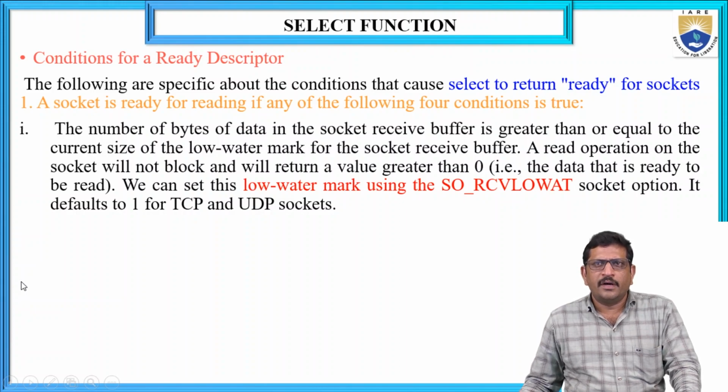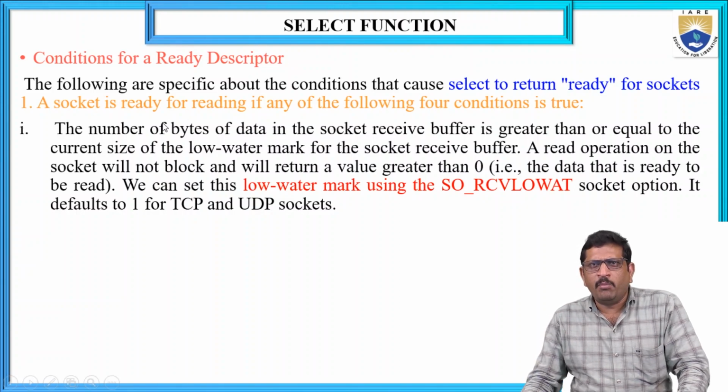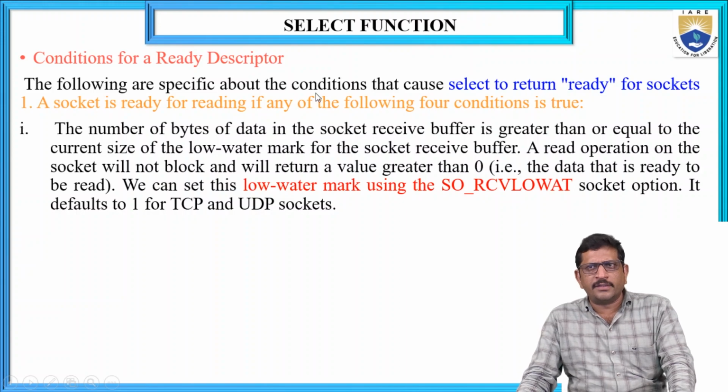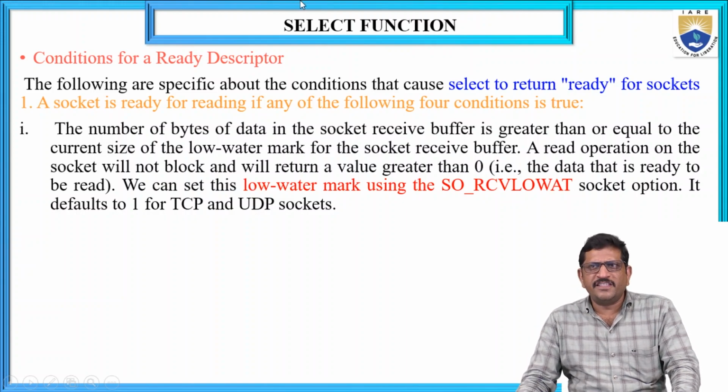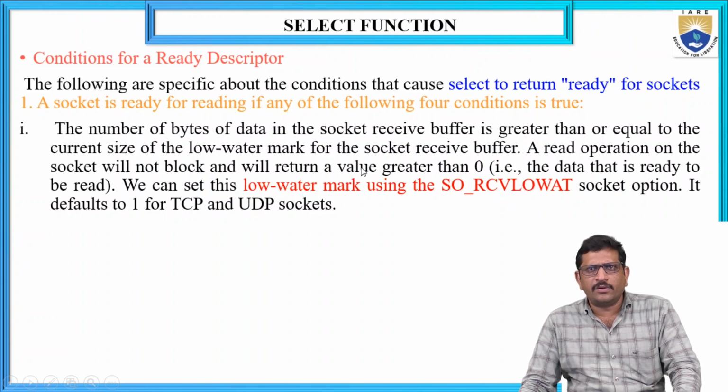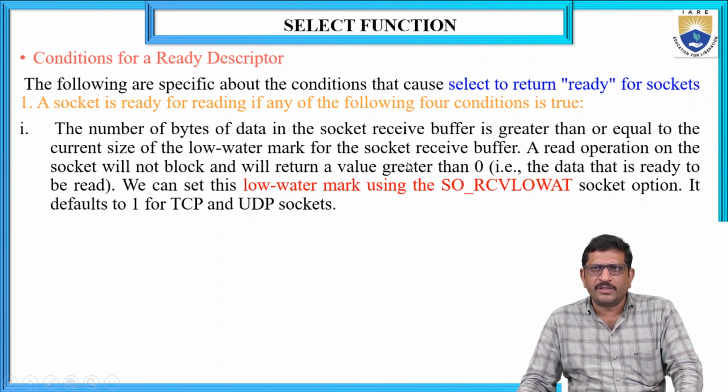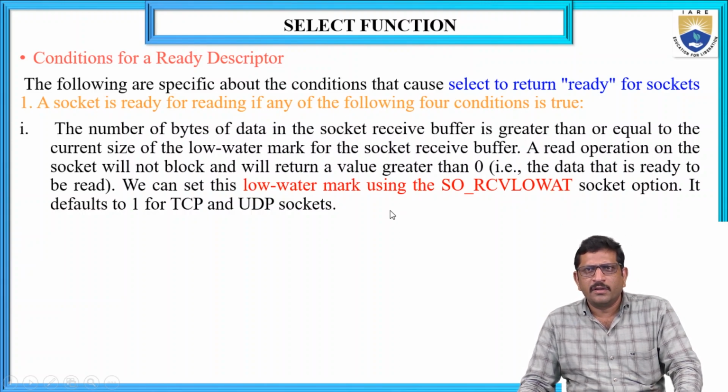Now it is reading the data. So it is the socket. Here the first condition is that the number of bytes of data in the socket receive buffer is greater than or equal to the current size of the low watermark. The watermark should be very low for the socket receive buffer. A read operation on a socket will not block and will return a value greater than 0.